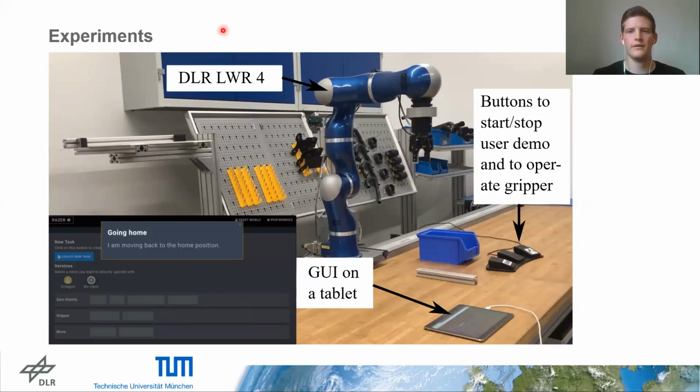We evaluated our method with the help of an experiment. Here you can see our setup. We used a DLR lightweight robot and provided the user a graphical user interface with which he could interact. And we provided buttons to start and stop the user demonstration and to operate the gripper. We also informed the participants about the sensing capabilities of our robot and explicitly told them that we don't use vision.